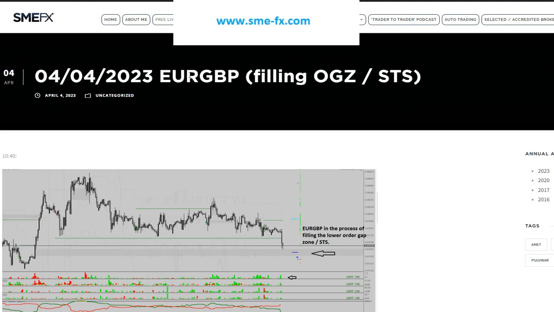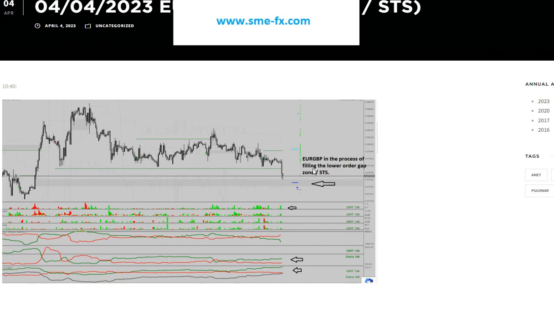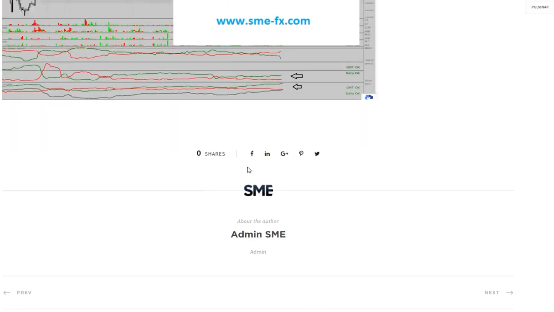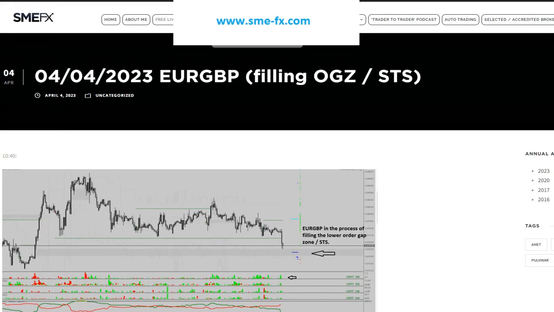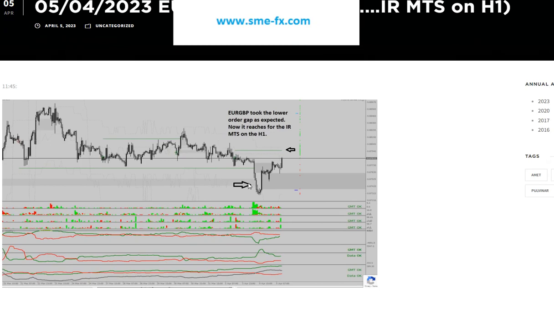Okay, euro pound a little bit more complex. On the 4th of April I said euro pound in the process of filling the lower order gap zone and short term stop with some longies in the market. On the 5th it took it nicely. You see, it took exactly the target and then slightly undershot, but then did a big pullback up. So euro pound took the lower order gap as expected.